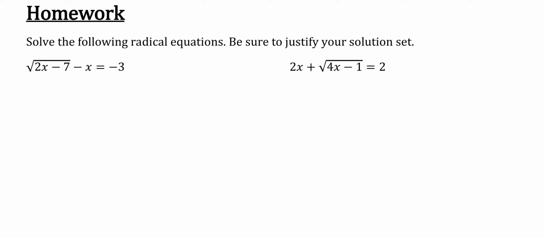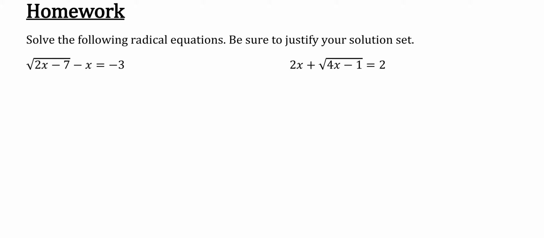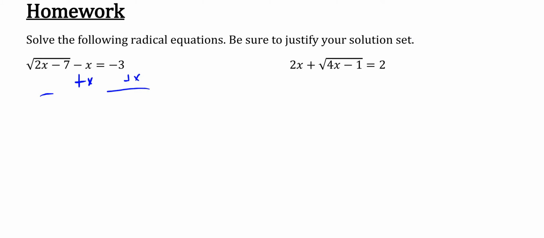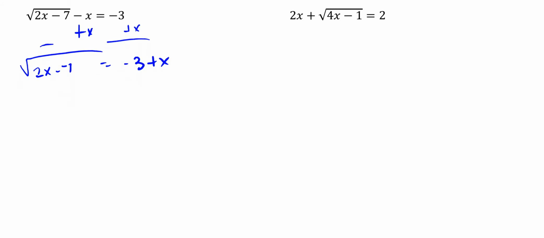So the first thing I want to do is try and isolate the radical. I'll do that by adding x to the other side. So we wind up getting the square root of 2x minus 7 equals negative 3 plus x. I actually don't like negative 3 plus x, that just looks odd, so I'm going to make that x minus 3. It's the same thing. So now from here I'm going to square both sides.